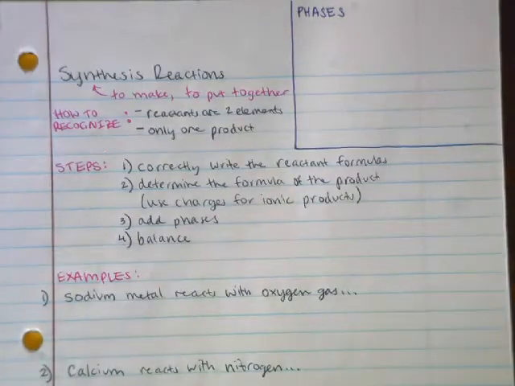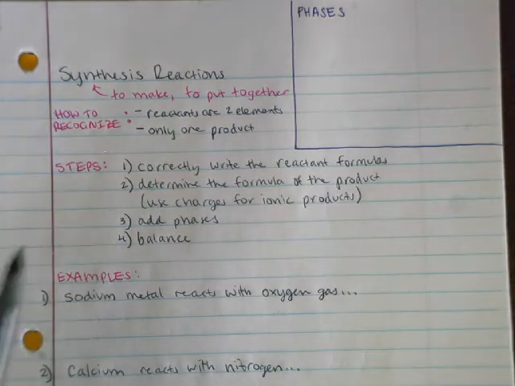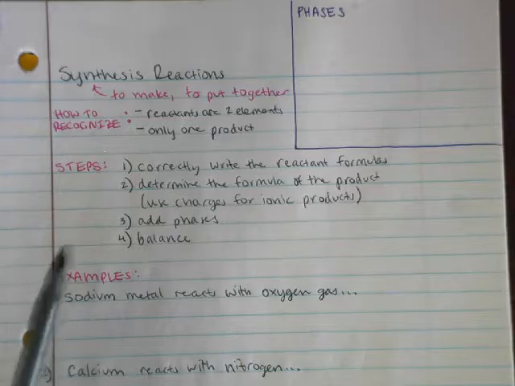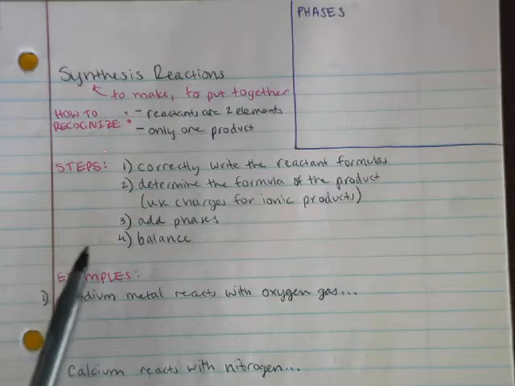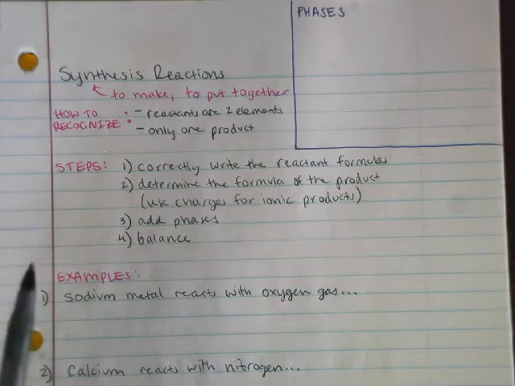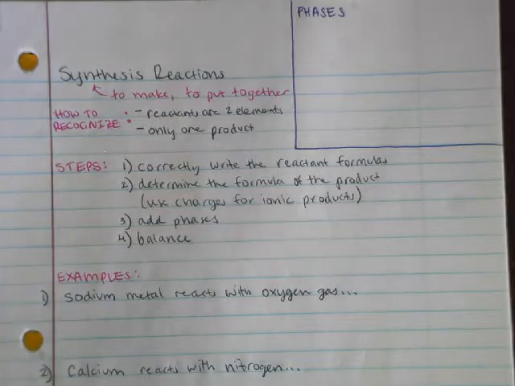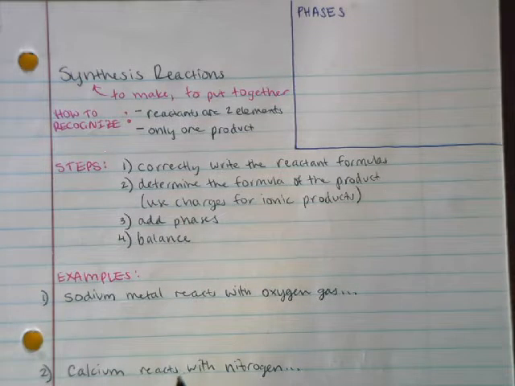Okay, so the steps are very simple. You need to correctly write the reactant formulas. That's always a given. Secondly, determine the formula of the product. If it's an ionic compound, you're going to use the charges to determine the formula. Add phases and balance. Now, about adding phases, I wanted to go over that a little bit.